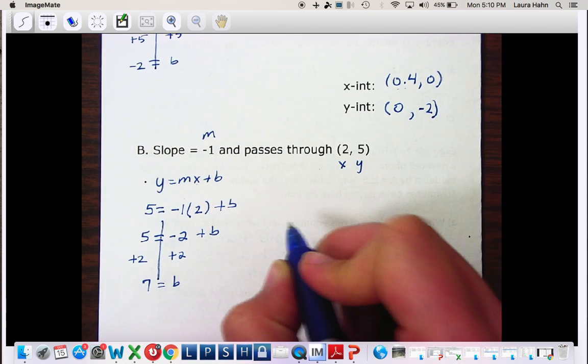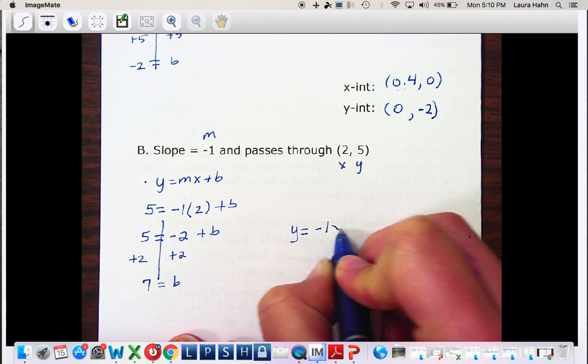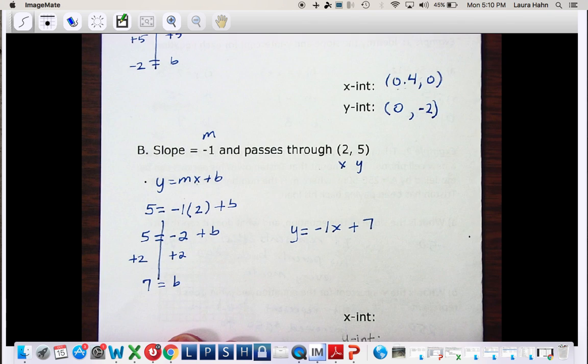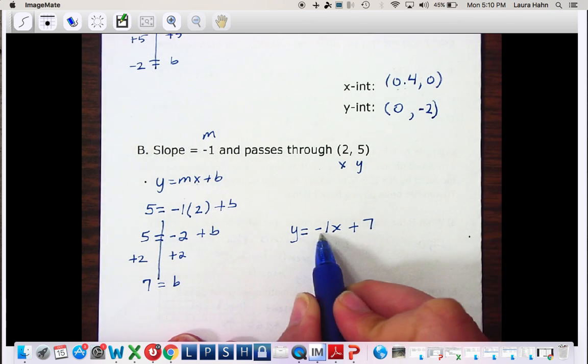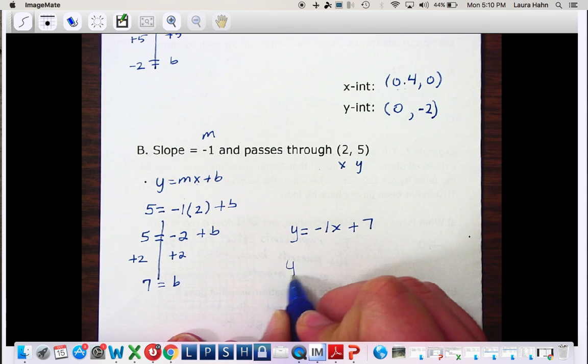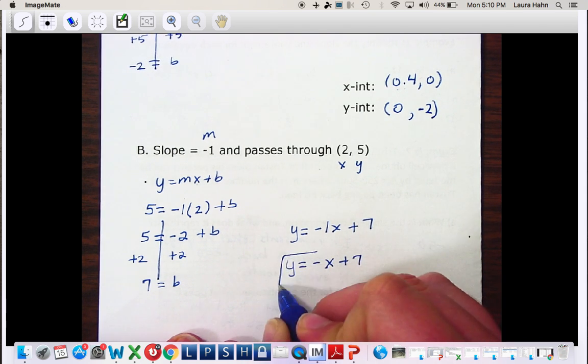So let's write our equation. Y equals, my slope is -1, and always put x behind it. My y-intercept, my b, was a positive 7. Notice, you will never see a multiple choice answer written this way. It'll always look like this: -x plus 7.